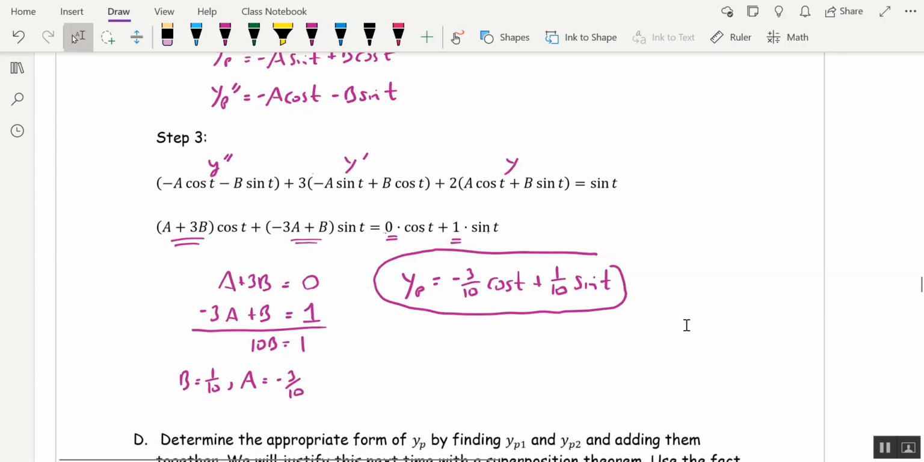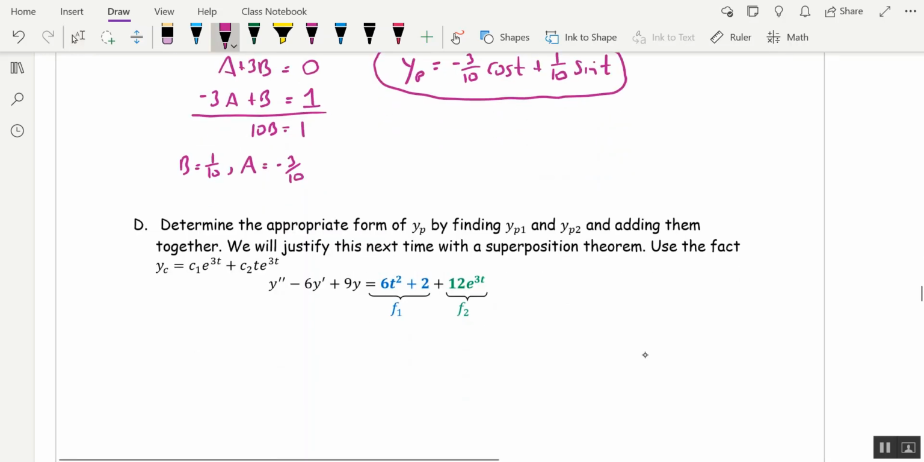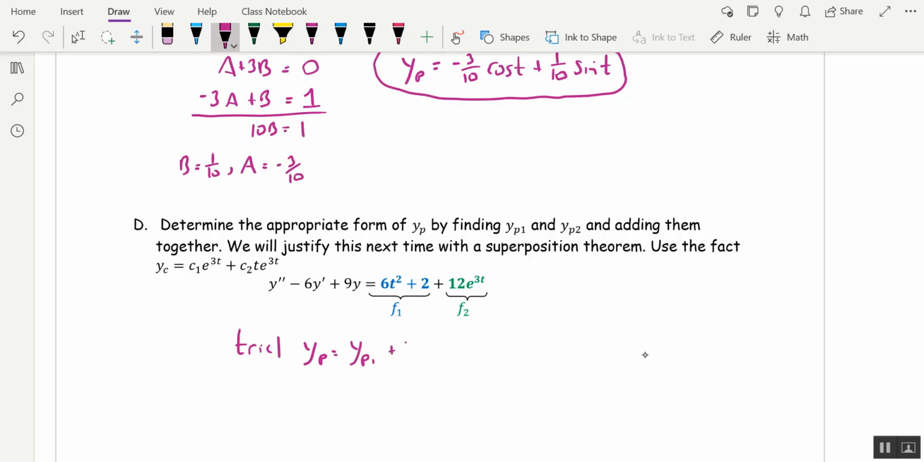All right, last thing we're going to do is a little glimpse of the next section. Suppose your f has 2 parts, like a polynomial and an exponential, where it's a sum, not a product. Then there's nothing in the table that would give you a trial yp for this function f. So the way to do that is to think of it as an f1, which would be a polynomial, and an f2, which is an exponential. Then your trial yp would be yp1, which is your yp for the f1, plus yp2, which is your trial yp for the f2.